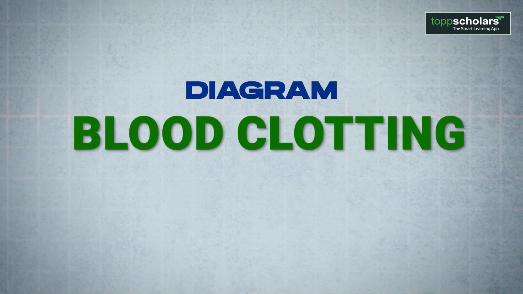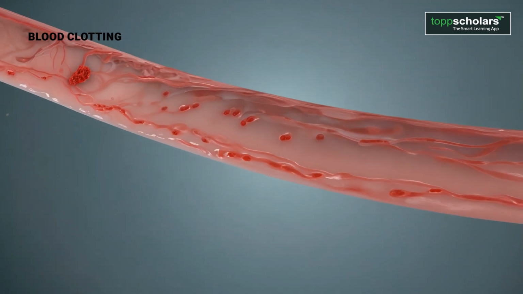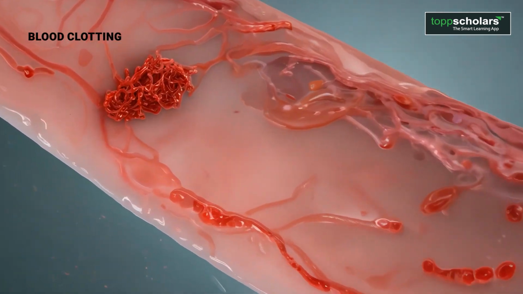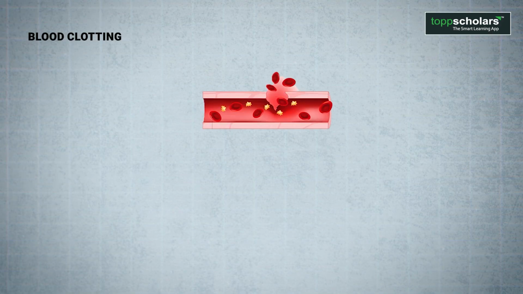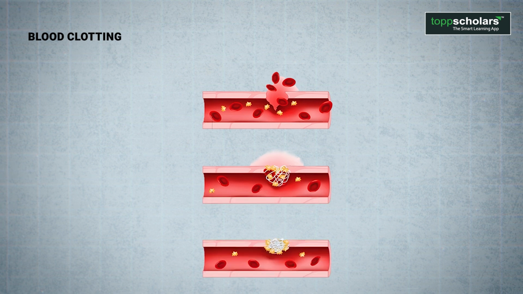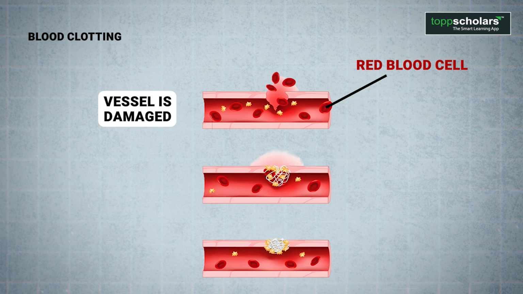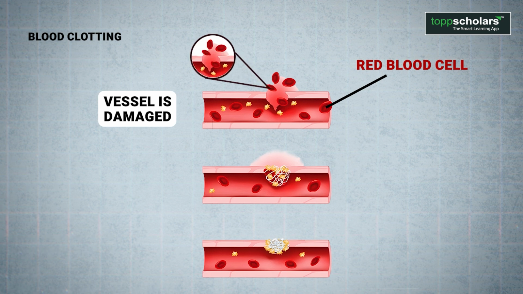Next diagram is blood clotting. Let us take a look at a very simple yet important diagram to help us understand blood clotting. Observe the illustration. It is divided into 3 stages, each showing a blood vessel labeled with distinct elements that help us visualize the process of blood clotting. In the first stage, we see a blood vessel with a label indicating that the vessel is damaged. Red blood cells, RBCs, are clearly visible within the vessel and the broken section highlights where the injury occurs.